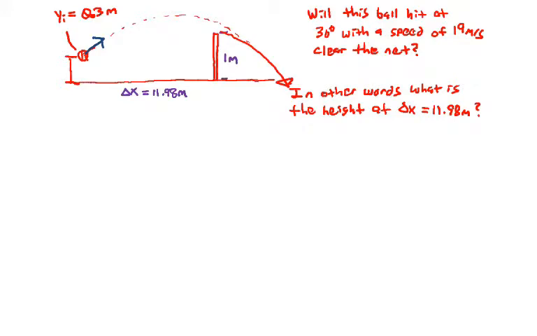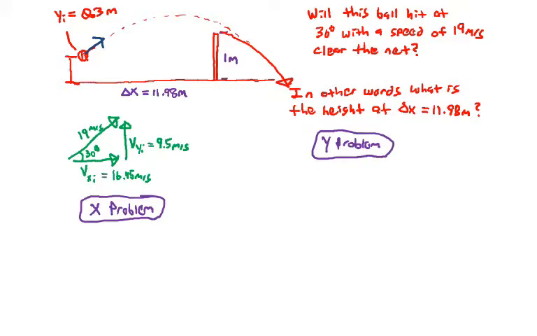Okay, so this is a key question. In other words, what is the height at displacement 11.89 meters? We are going to break up the velocity in the x and y. So the initial x velocity is 16.45 meters per second, and the initial y velocity is 9.5 meters per second. We have delta x, and so at what time will it reach the net? The time would be 0.723 seconds.